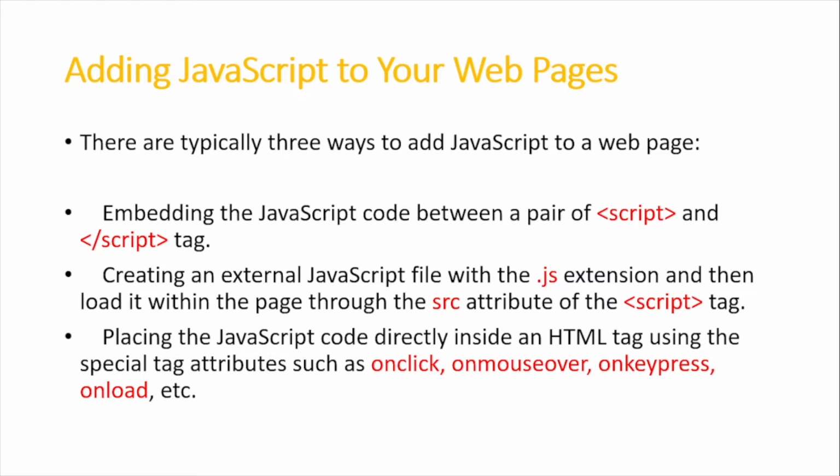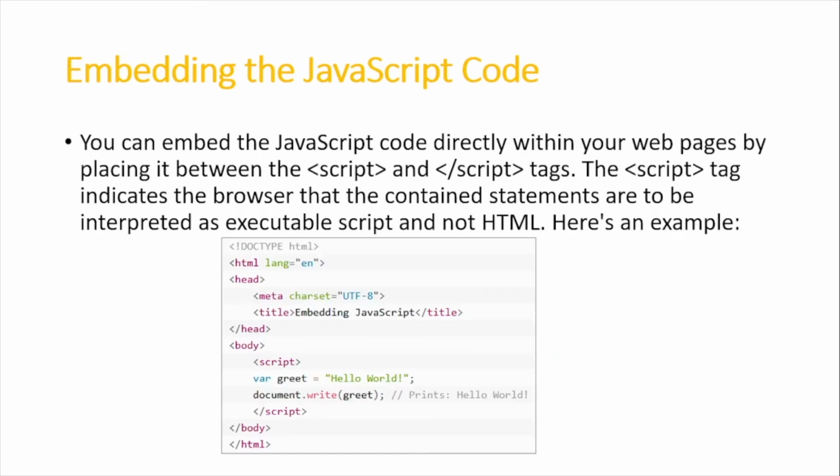The third way is placing the JavaScript code directly inside an HTML tag using the special tag attributes such as onclick, onmouseover. These are some events which you can attach to an element, and inside that you can also write JavaScript code. So that is the other way. So let's see all of them one by one.